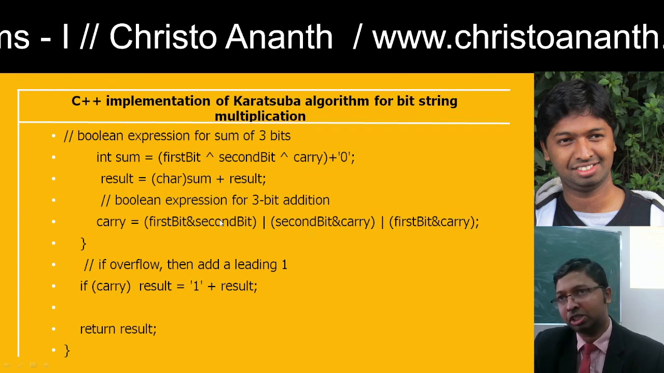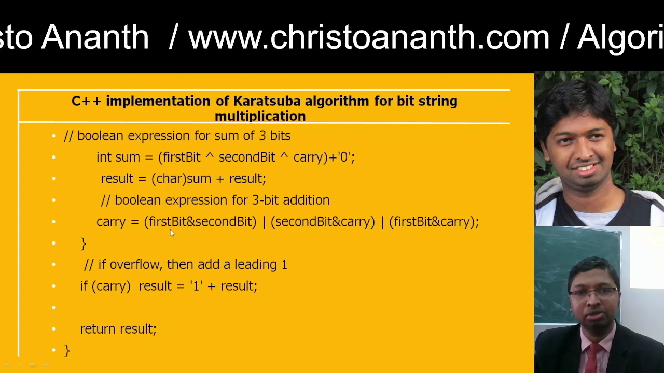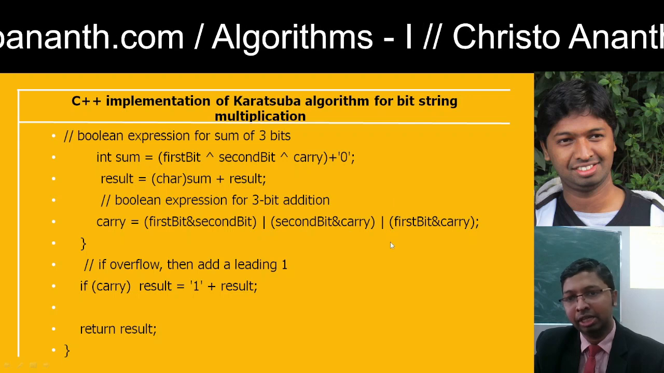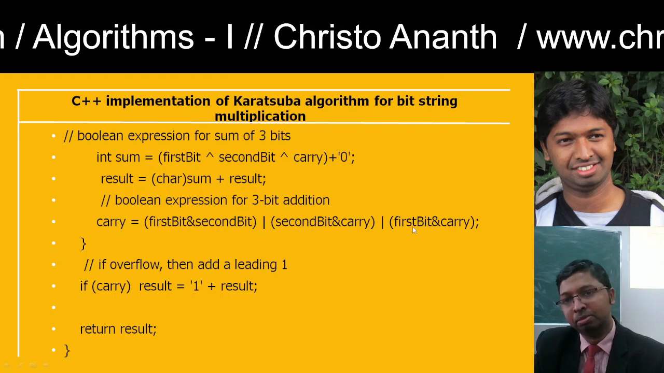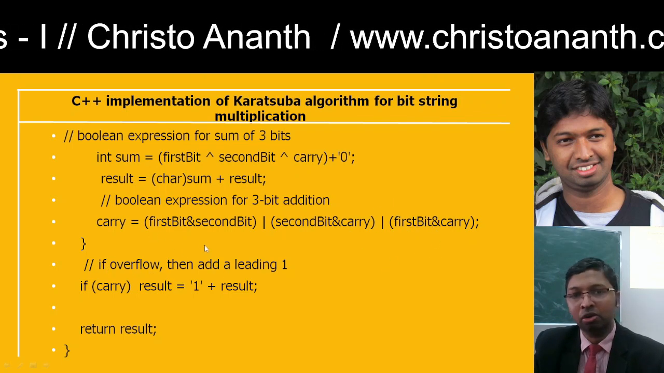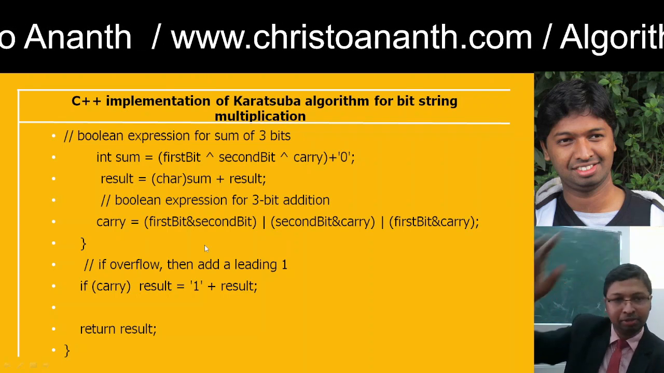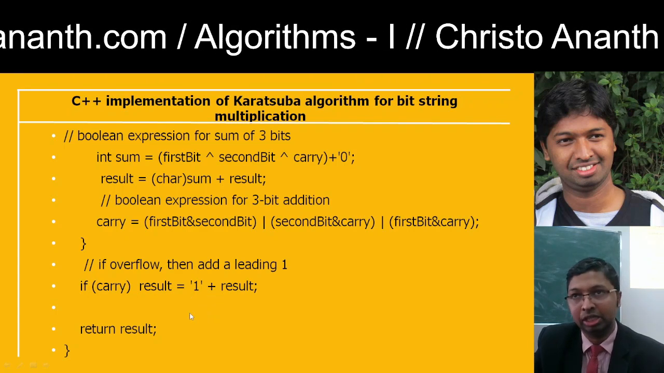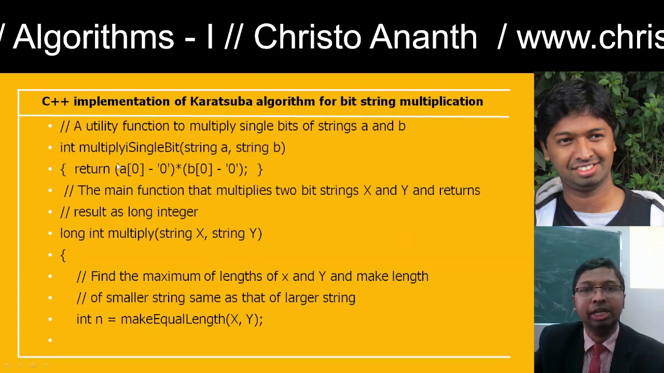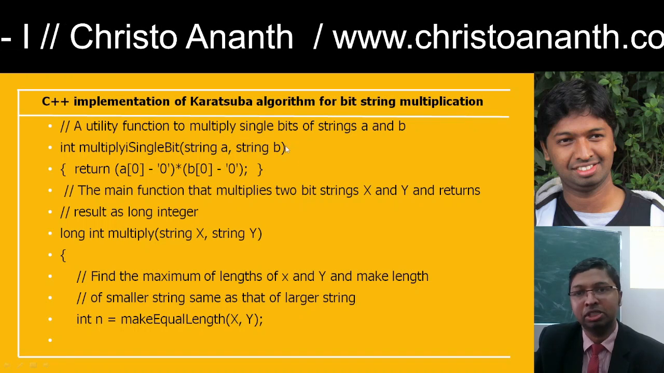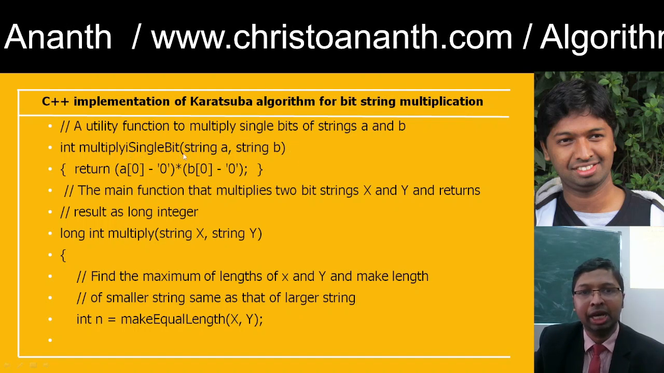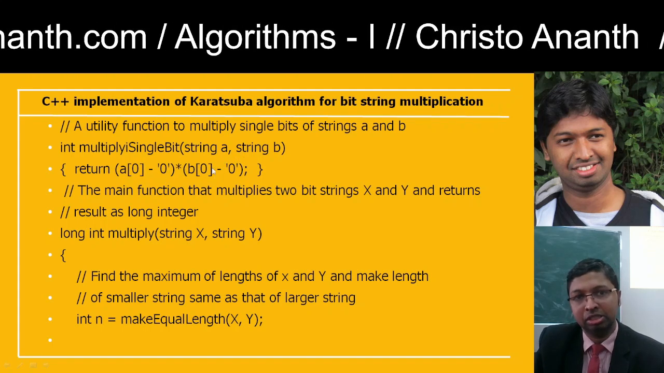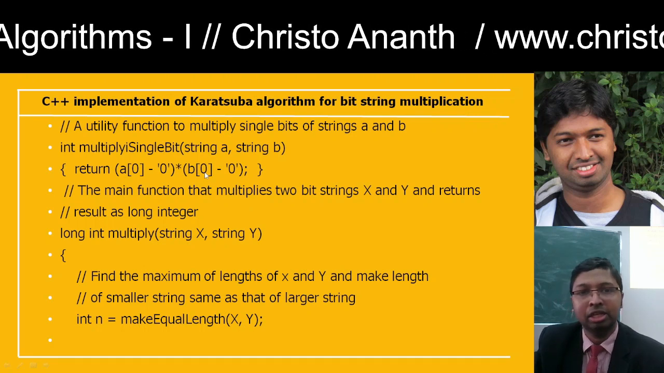Then you have a boolean expression for the 3-bit addition. So carry is equal to first bit & second bit, okay, or second bit & carry, or then you will have the pipe symbol, first bit & carry. So if there is an overflow, then you try to add the one to the previous, okay, the next one. Okay, so if carry is equal to 1, then 1 plus result, then you return the result. Okay, so here you have a utility function to multiply the single bits of string a and b. So in multiplySingleBit of string a and string b, return a[0] minus '0', okay, that you are going to have, then b[0] minus '0'.